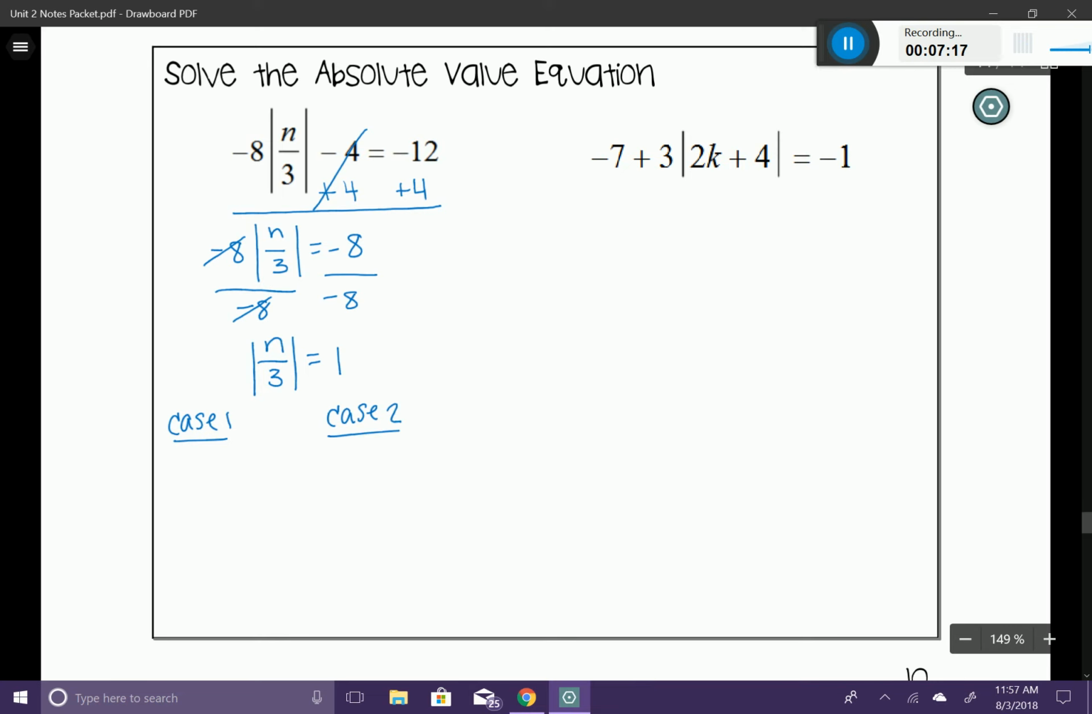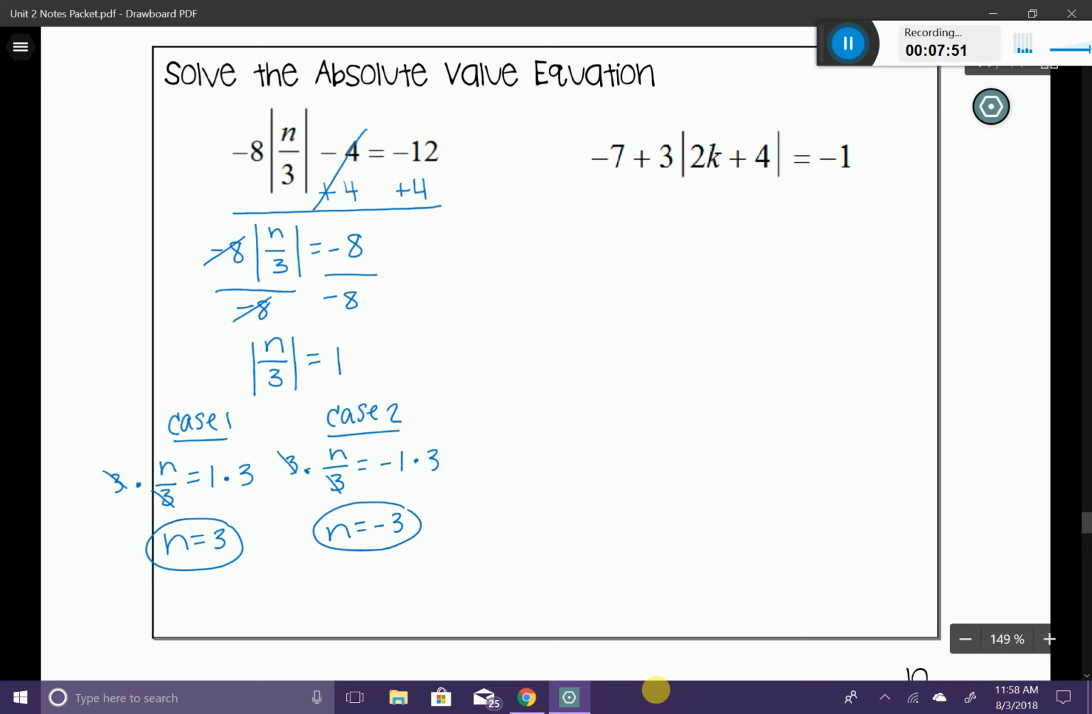Case 1 is going to be n over 3 is equal to 1. And I'm going to go ahead and solve that out. I'm going to multiply both sides by 3. That will eliminate my 3's to give me n is equal to 3. That's one of my solutions. The other solution is going to be n over 3 is equal to negative 1. I'm going to go ahead and multiply both sides by that 3, same as I did before. And I'm going to get n is equal to negative 3. Alrighty, so there are my 2 solutions.